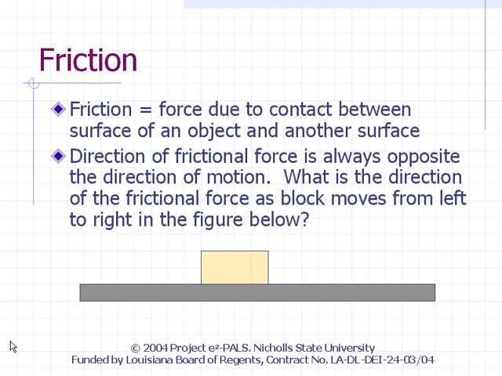When we push an object across the floor, then stop pushing, we find that the object eventually stops. The force that causes it to stop is called friction. Friction is a force that is due to contact between the surface of an object and another surface. The direction of the frictional force is always opposite that of the displacement vector. Consider the block shown here. What is the direction of the frictional force as the block moves from left to right?